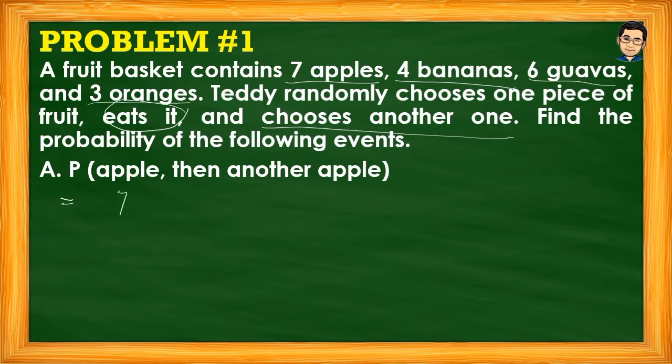So, 7 over the total number of fruits in that basket. So, how do we find that? Of course, we just add 7 plus 4 plus 6 plus 3. This will give us 20. So, 20 is the total number of fruits inside the fruit basket. So, 7 over 20.